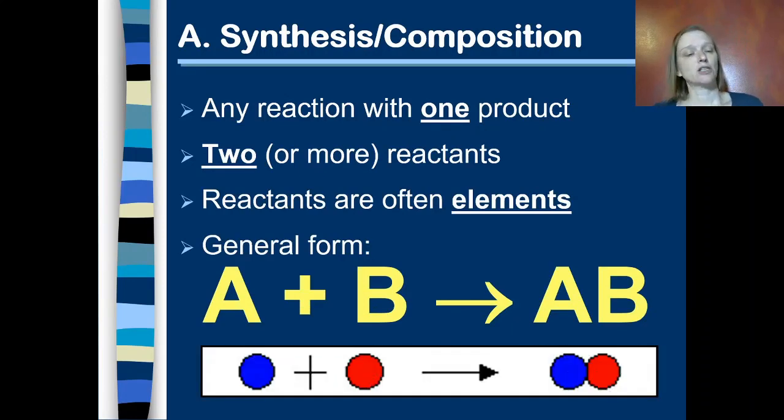So the first kind of reaction that we're going to look at is called a synthesis reaction. Sometimes it's called a composition reaction, but I will always call it synthesis. A synthesis reaction is any reaction that has just one product. You're going to have two or more reactants. Those reactants are often elements, but they don't have to be. And so the general form is represented by this diagram. You've got one substance on its own plus one substance on its own, and then they come together to form a single substance.